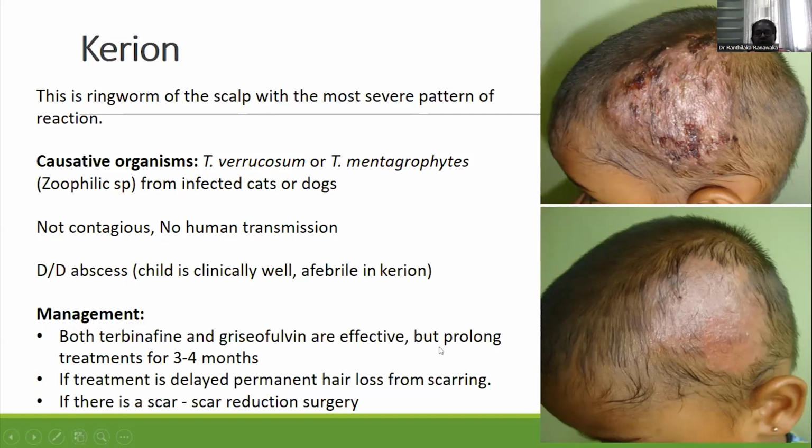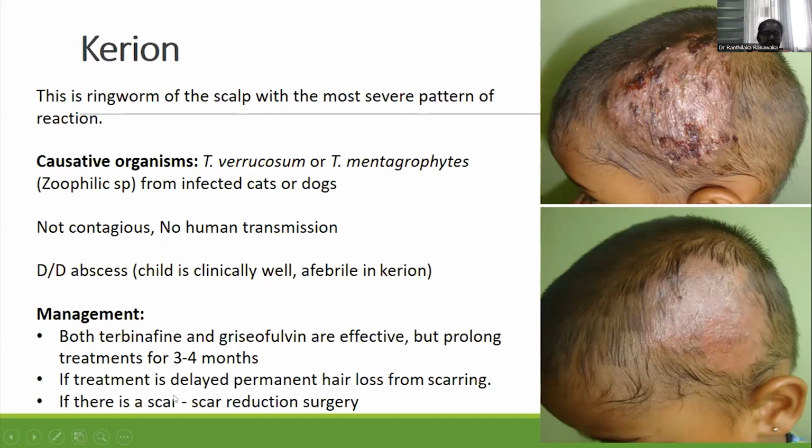So we have to treat until it cures. We decide. Until there's no inflammation, we have to treat. So it takes about 3 to 4 months. It takes a long time. So we ask them to continue their day-to-day activities as usual because it takes a long time to cure.